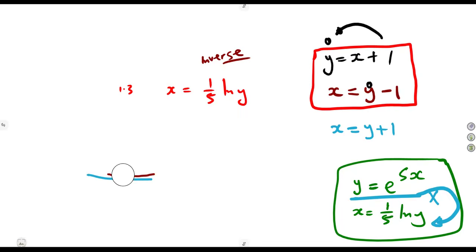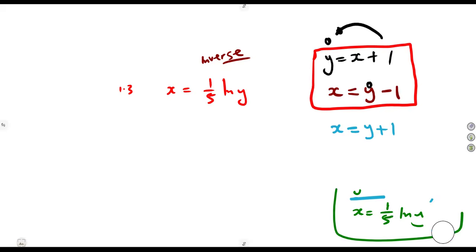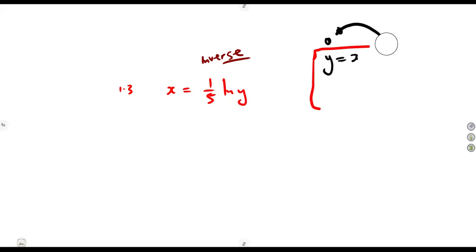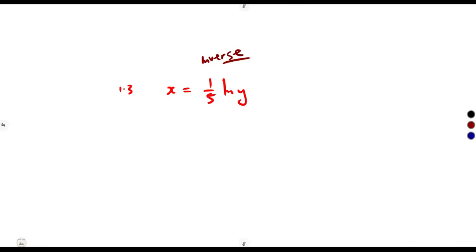So the inverse, how do you find it? The inverse is the condition of an interchange, like what I did here on X and Y. Once you hear this part of inverse, guys, interchange. Where you see X, put Y. So that is going to be like this: Y is equal to 1 over 5, the ln of X. Where you have Y, you put X. This is the inverse that we are going to have.